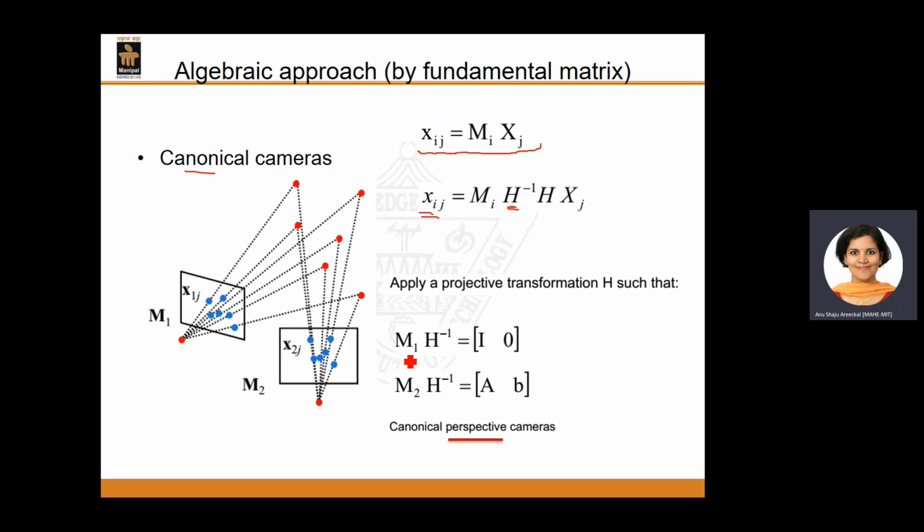And then with M1 and M2, I'm trying to transform this. That's why this H inverse is here. I'm doing a projective transformation to the camera matrices in such a way that for the first camera, I get the identity matrix followed by zeros. That means I do not have any unknown quantities. And for the second camera, I can represent it as A B with all the unknown quantities here. This particular type of representation or transformation of the cameras, we can call the canonical cameras or the canonical perspective cameras.